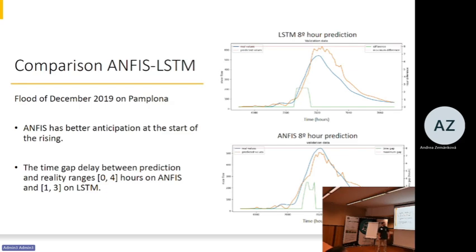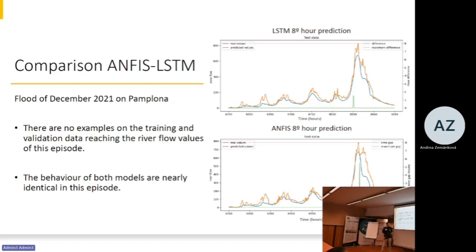This is the case of an episode of flooding that happened in 2019 in the city of Pamplona. In this case, we compared the two models. The first one gives better anticipation at the start of the rising, but then it falls a little bit short. LSTM doesn't get that good anticipation, but is more consistent on the rising, which made both models good when working together. This is another event, which is the most severe episode we have in Pamplona.